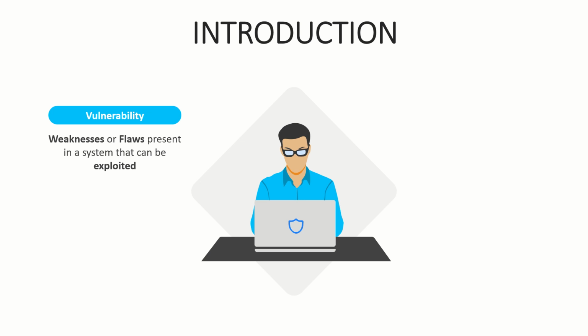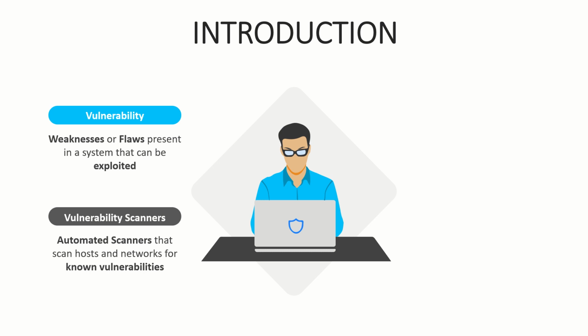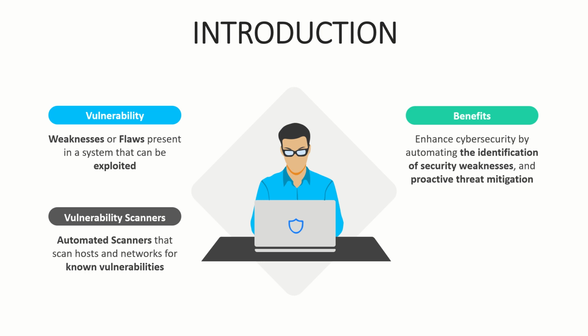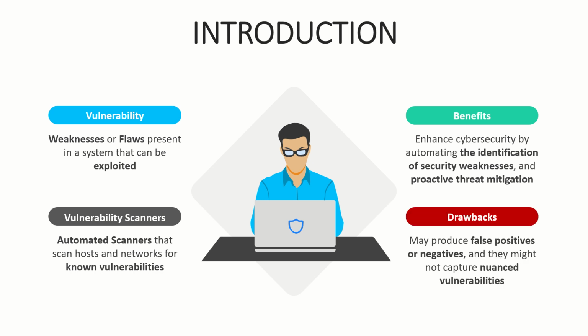A vulnerability can be defined as a weakness or flaw present in the system that can be exploited by an intruder or an attacker. In general, automated scanners are used to detect known vulnerabilities on hosts as well as on networks. This automated scanning enhances cybersecurity by automating the identification of security weaknesses and consequently providing proactive threat mitigation. On the other hand, this also has a few drawbacks, including the production of false positives, and it might not be very effective against nuanced vulnerabilities.